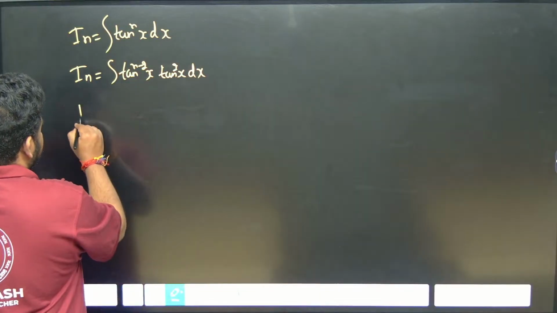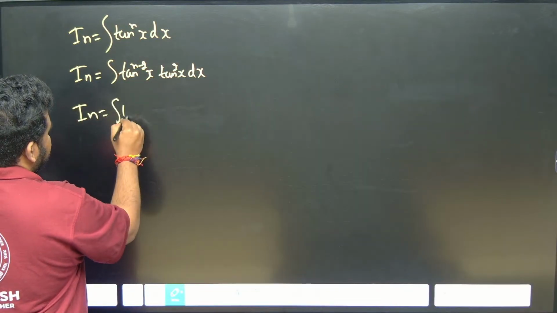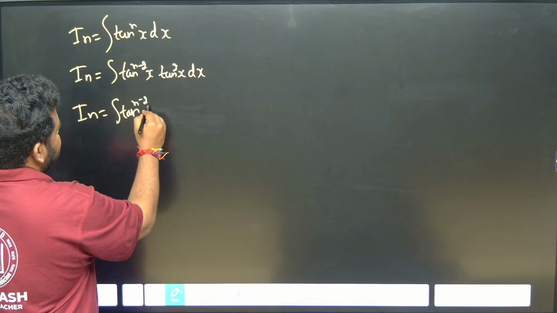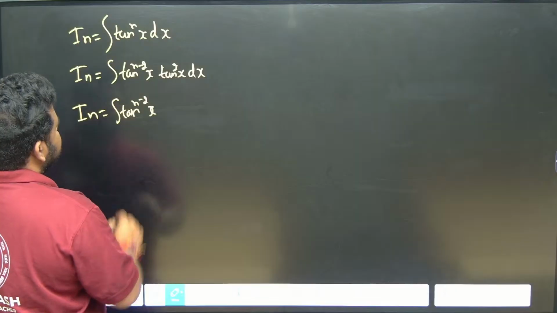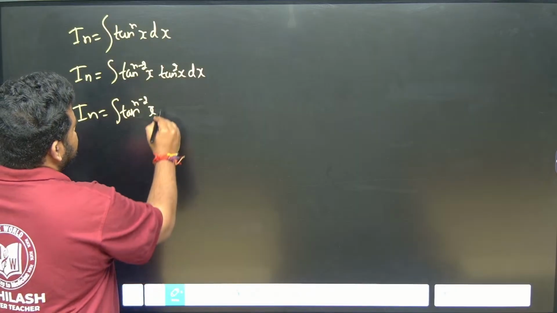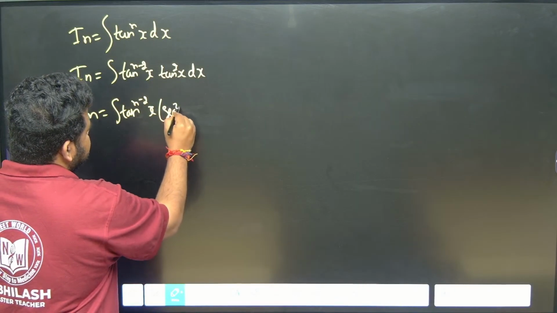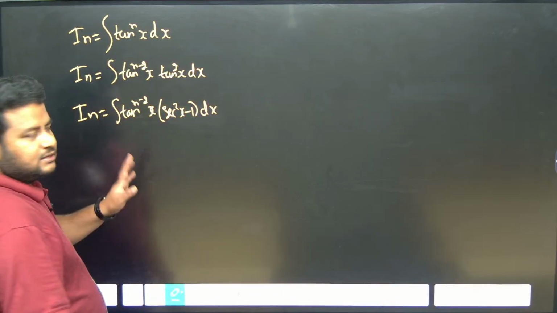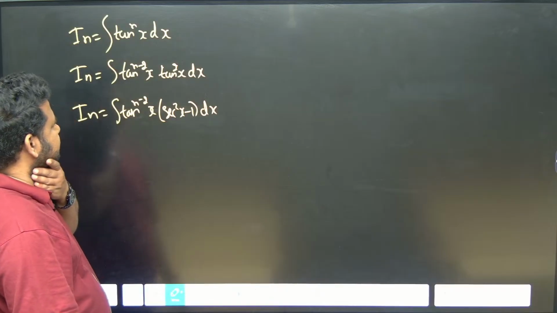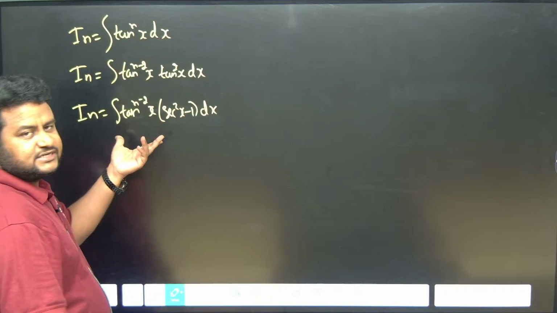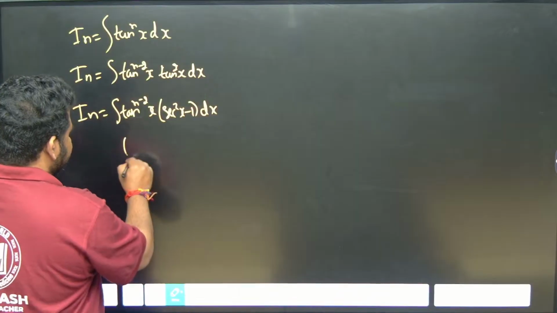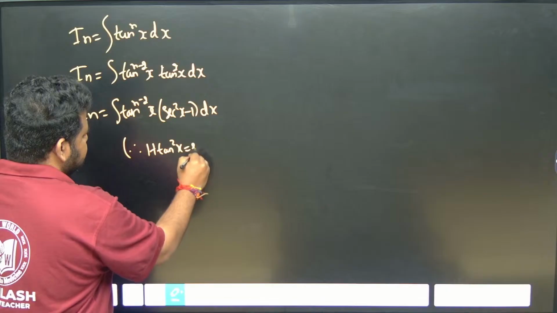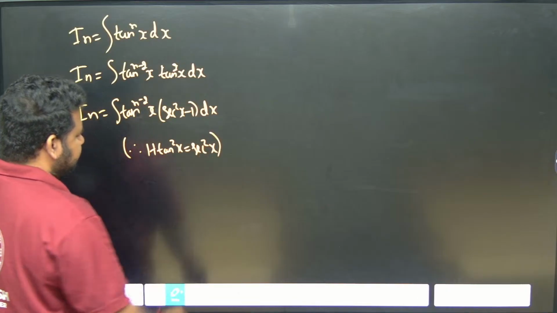So this can be written as I_n equal to the integral of tan^(n-2) x into (secant square x minus 1) dx. This is what I have. Here no need to use integration by parts, directly we will get it. Therefore you have to write the reason: 1 plus tan square x is equal to secant square x. You have to use this second identity.